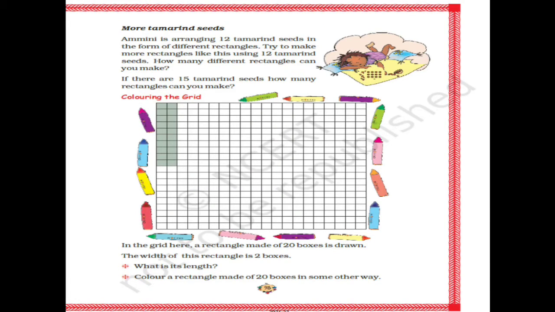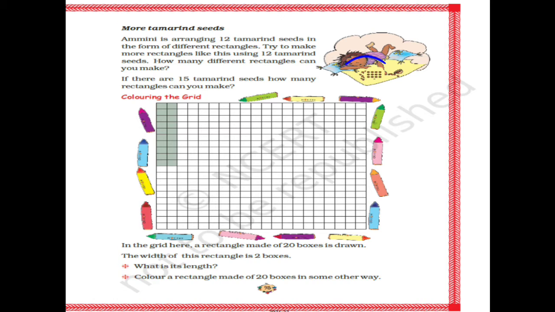More tamarind seeds. Amini is arranging 12 tamarind seeds in the form of different rectangles. Try to make more rectangles like this using 12 tamarind seeds. How many different rectangles can you make? If there are 15 tamarind seeds, how many rectangles can you make?